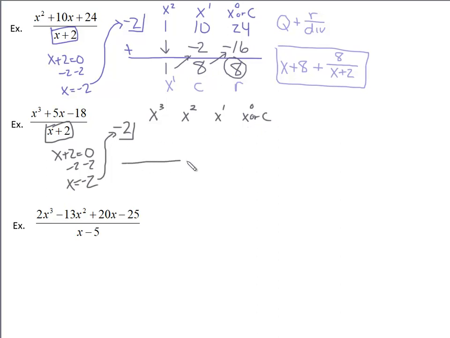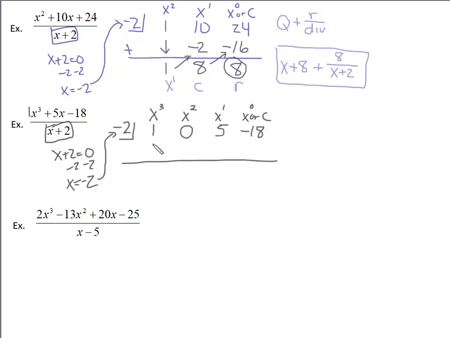So when I go to write in these numbers, x cubed is 1. It's my coefficient. There is no x squared. And that's where students will forget, I need that 0 as a placeholder. There are 0 x squareds. X to the first is +5. And my constant, or x to the 0 term, is negative 18.